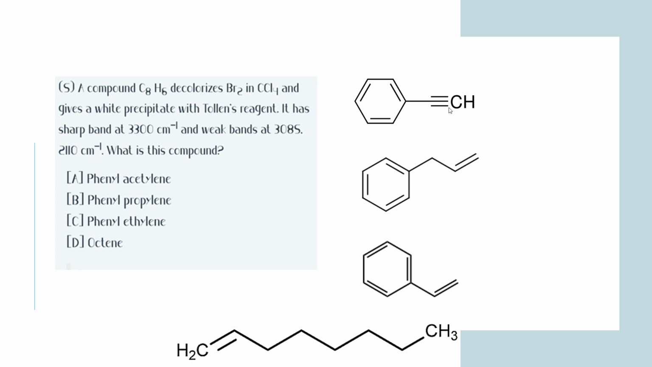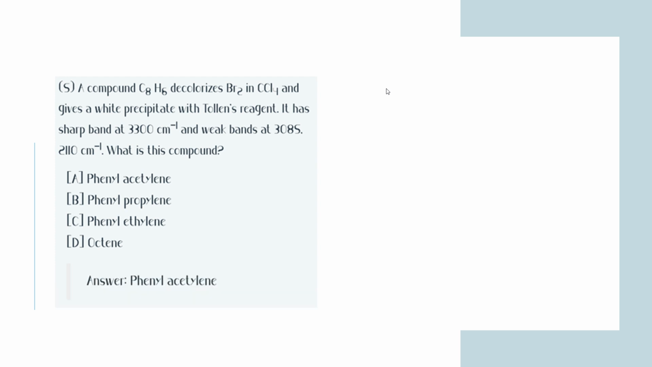So if we look at all the four options given here, only one of these options contains an alkyne CH bond, and that CH bond will lead to a value at 3300 centimeter inverse. So you can expect that option A, phenylacetylene, will be the correct answer out of all.